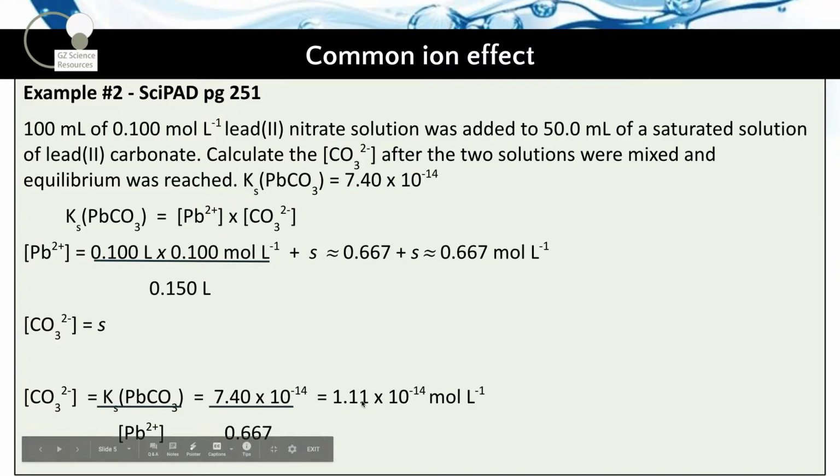And look at this. It's 1.11 times 10 to the negative 14. So that's very low solubility, right, for the carbonate ions. That tells us that, due to the presence of the common ion, it really has shifted the equilibrium quite a lot to the left.